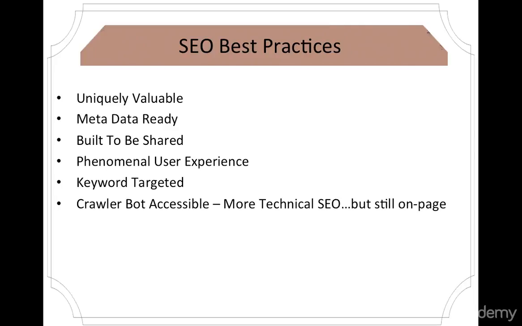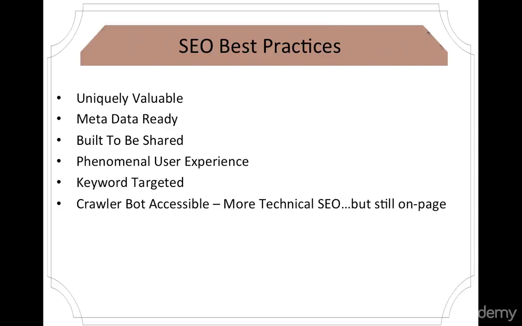So very critical. Keyword targeted, probably the most important SEO on-page best practice. You have to do your research and figure out what terms people are most likely searching for as it relates to your business, and optimize your site, not keyword stuff, but optimize your site based on those keywords. I'm going to give you guys a tutorial on Google Keyword Planner and how to use it for this purpose. It's very, very critical, and I think you will get a lot of value out of it.